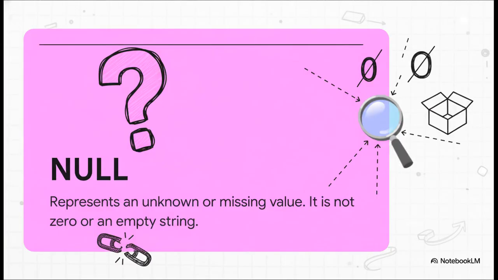The whole secret to this puzzle is understanding what null actually is. It's not the number 0, and it's not an empty text field. Null literally means a value is not known. It is a placeholder for a complete absence of information.